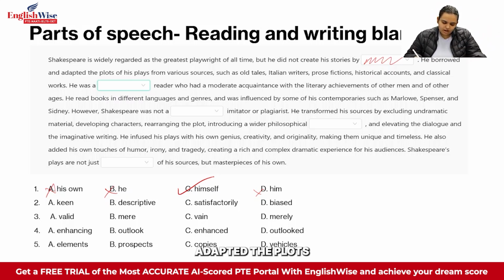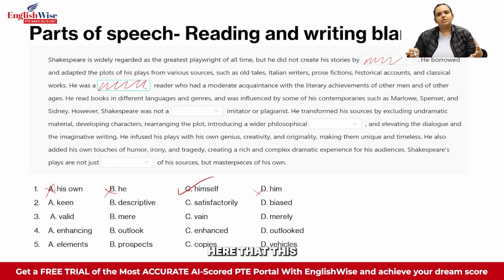He borrowed and adapted the plots of his plays from various sources such as old tales, Italian writers, prose fictions, historical accounts, and the classical works. He was a dash reader who had moderate acquaintance with the literary achievements of other men and of other ages. So let us read this sentence without the blank. When you read the sentence without the blank, it goes like, he was a reader who had a moderate acquaintance with the literary achievements.